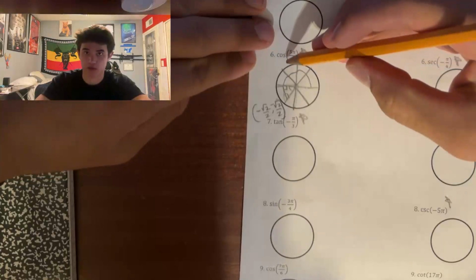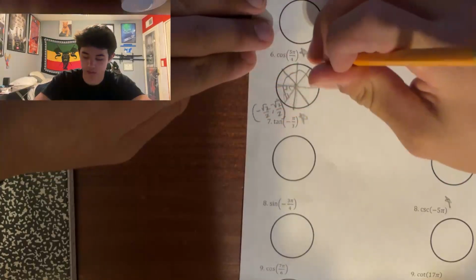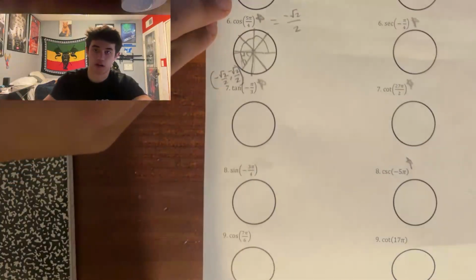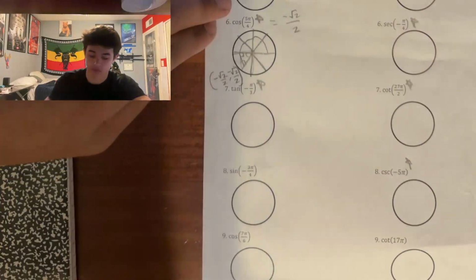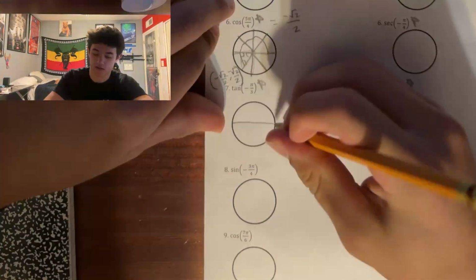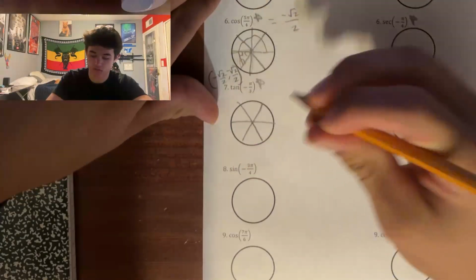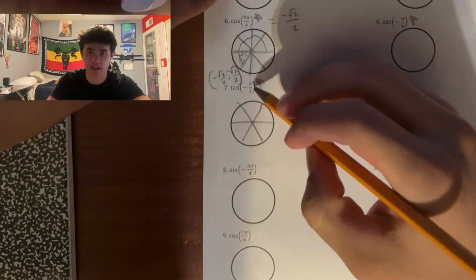And then we're looking for the cosine, which is the x value. So this is going to be equal to negative root 2 over 2. Boom. All right, number 7. We got tangent of negative pi over 3. All right, so let's divide the top and the bottom into 3s. Boom, boom, boom, boom. And this is actually a negative pi over 3.